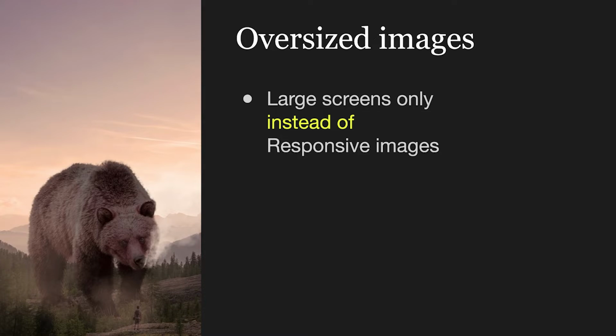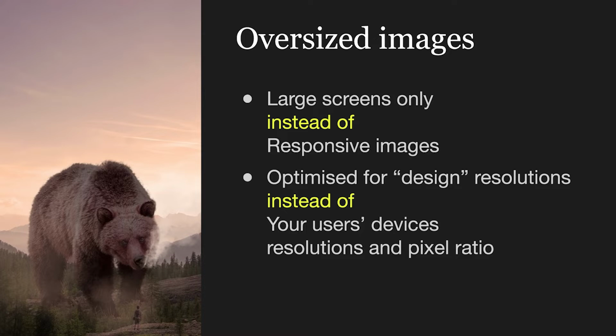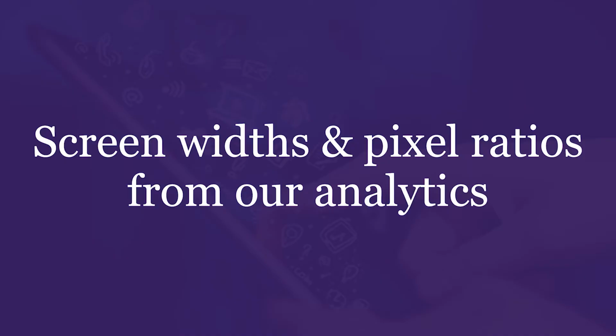If we have oversized images, it could be because we just provided one large image for larger screens instead of using responsive images. Or we are using responsive images, but we optimized our images for standard design resolutions instead of optimizing based on our users' real device screen width and pixel ratios. Let me show you some surprising data we found when analyzing user screen width and pixel ratios from Google Analytics.